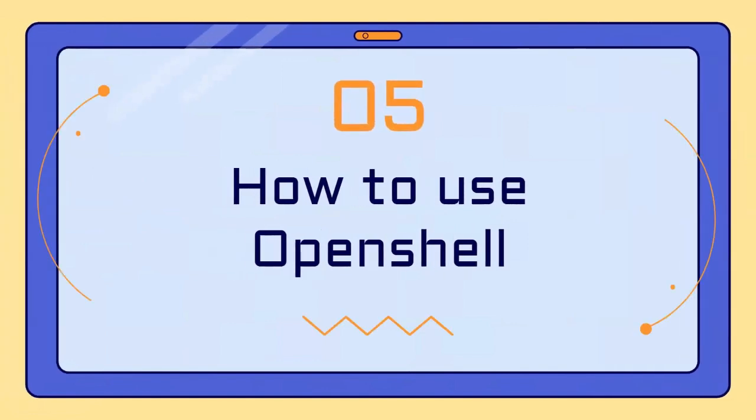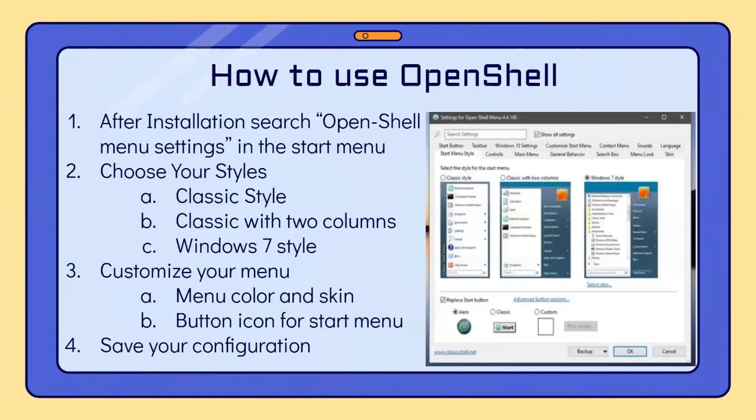How to use OpenShell. After installation, search OpenShell menu in Settings. In the Start menu, number 2, you choose your styles. There are 3 types of styles, as you can see on the right: the Classic style, the Classic with 2 columns, and the Windows 7 style.